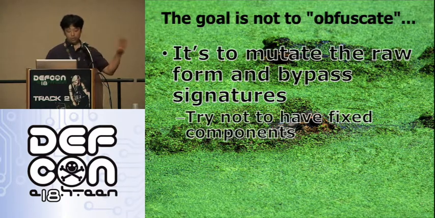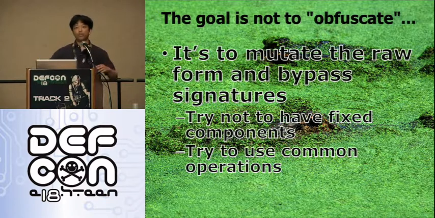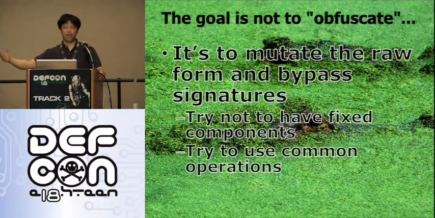So we want to try not to have fixed components when we generate the new mutated JavaScript code. And we want to try to use common operations. So we don't want to use rare operations that nobody uses, because then antivirus can say, well, this operation, only 0.01% of JavaScript use those, and they're mostly exploits. We don't want to have those.